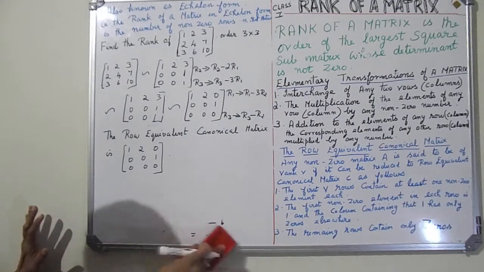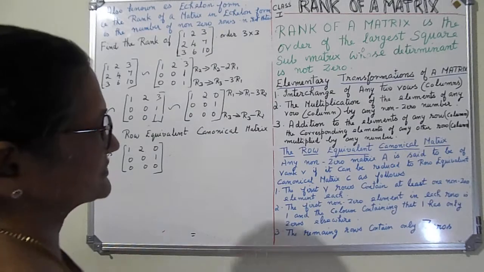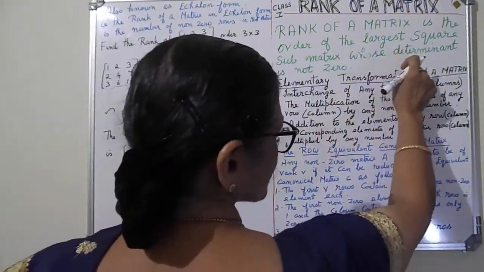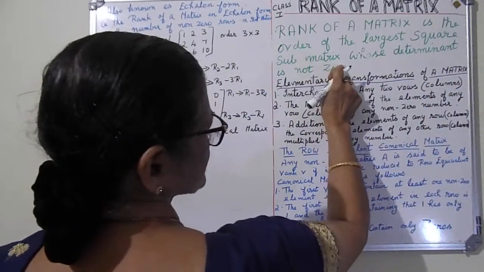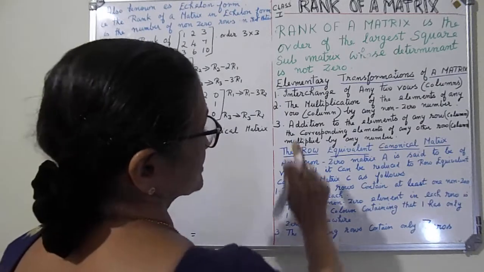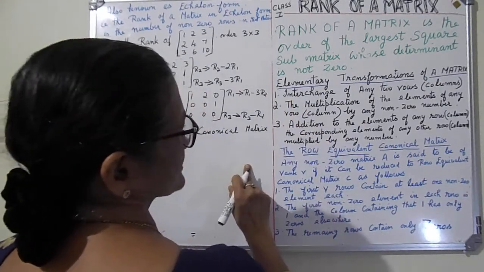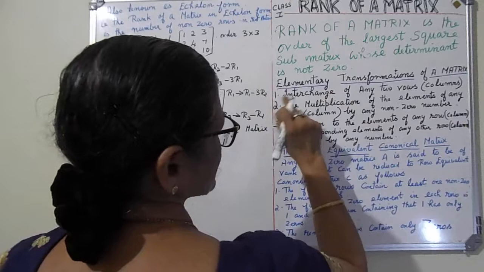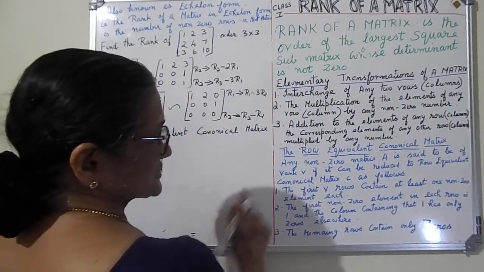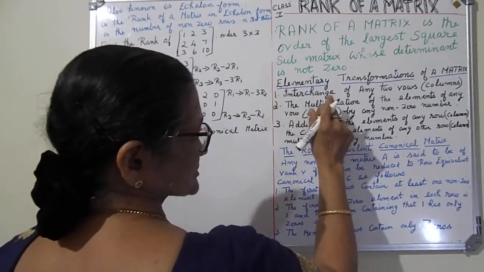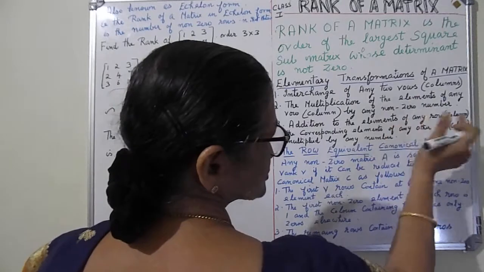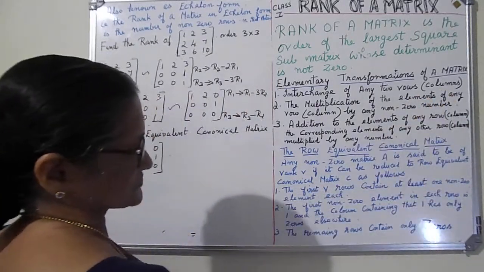Now, what's the definition of the rank of a matrix? The rank of a matrix is the order of the largest square submatrix whose determinant is not equal to 0. Before finding the rank of a matrix, we should have some idea about the elementary transformations of a matrix. That is, what are the elementary transformations of a matrix? Number 1, interchange of any 2 rows or columns.